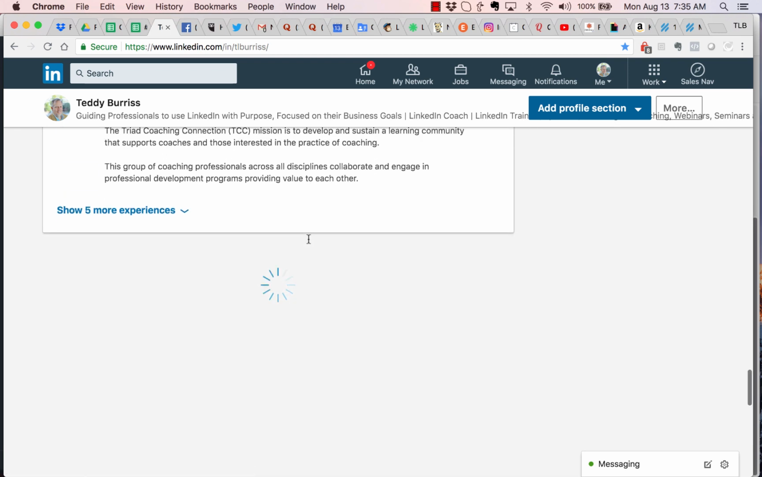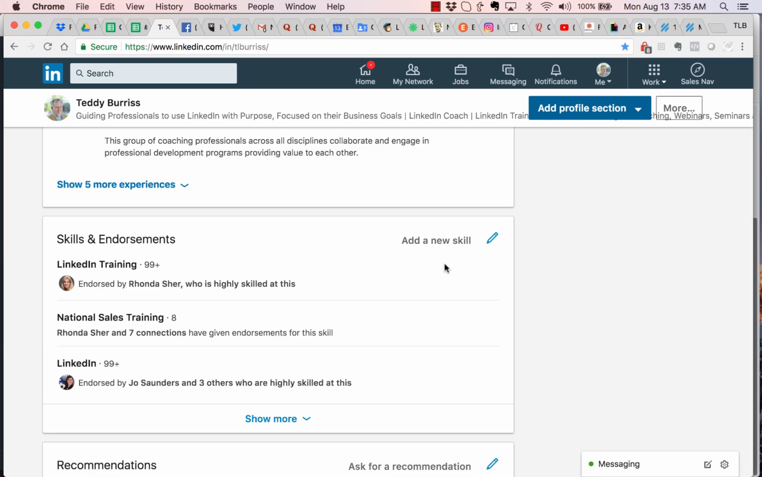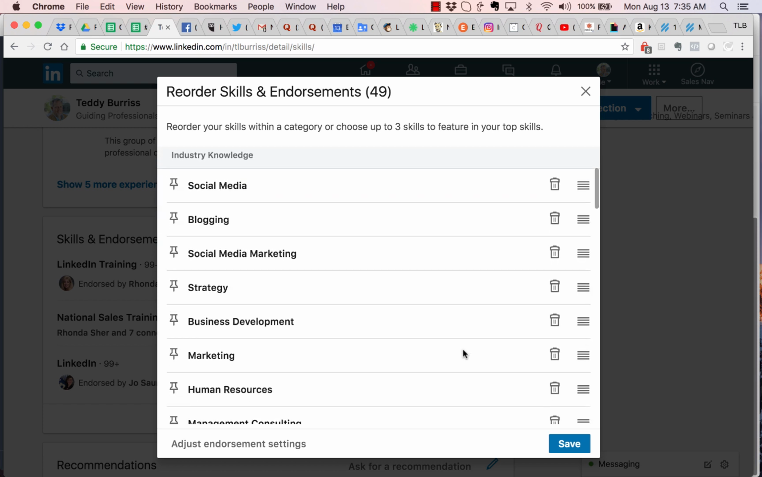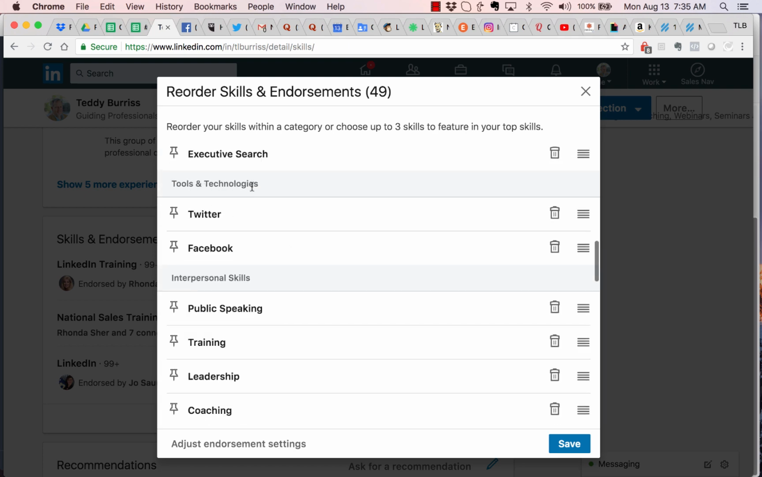If you look down below that, at skills and endorsements, again, you cannot move skills and endorsements. It's going to be always below the experience section. However, within skills and endorsements, if you hit the pencil right here, you'll notice that you can pin 3 on the very top, and you can rearrange those. And you can rearrange all of your skills within functional sections, industry knowledge, within tools and technology. You can rearrange these, but you cannot rearrange the functional sections.